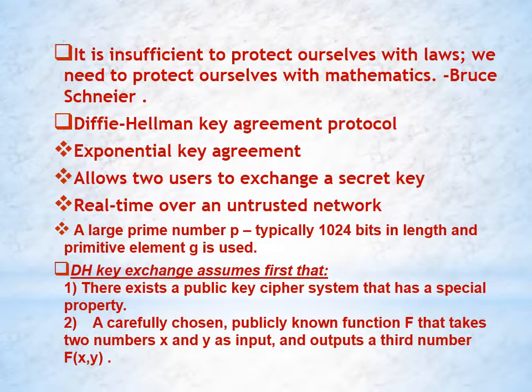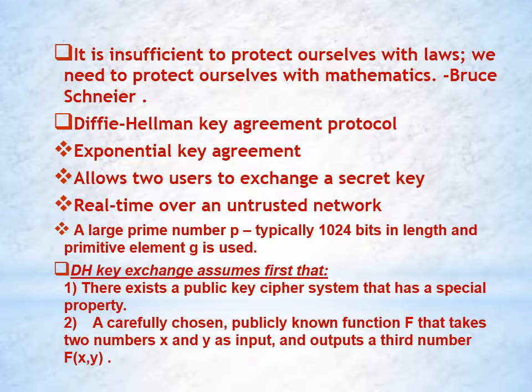Now we will see some of the properties of the Diffie-Hellman key agreement protocol. The first one is that it's an exponential key agreement protocol. It also allows two users to exchange the secret key. It uses a large prime number p, typically of 1024 bits in length, and a primitive element d is used.